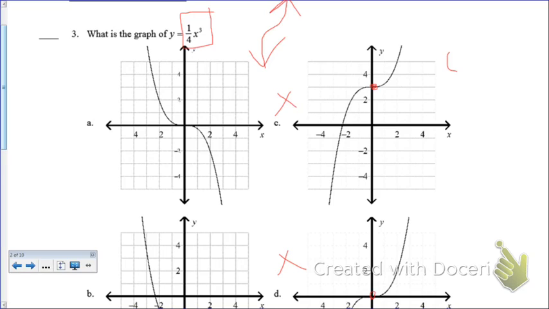So I've got (0, 3) here, and I would substitute it into the equation and see if it's a true statement. And I have (0, 0) for this one, and I would do the same thing. I would substitute it in the equation and see if it's a true statement. And I know it is, so that's going to be D.